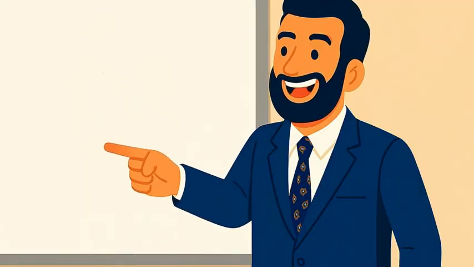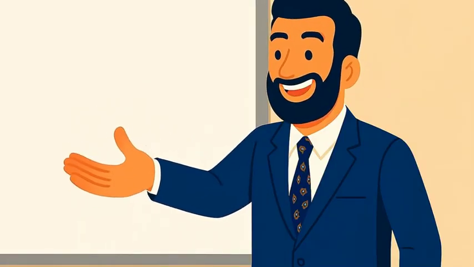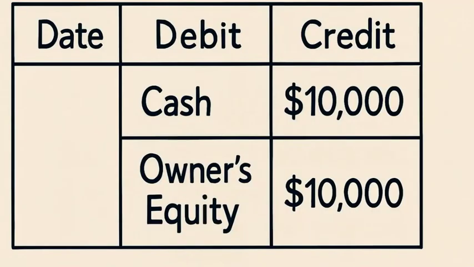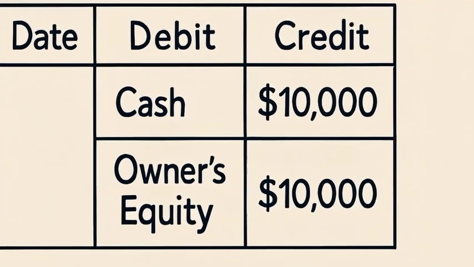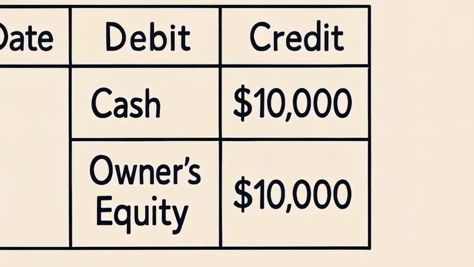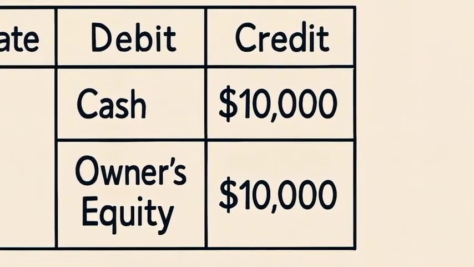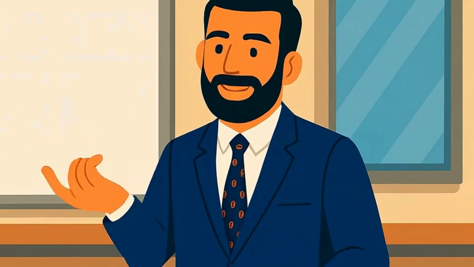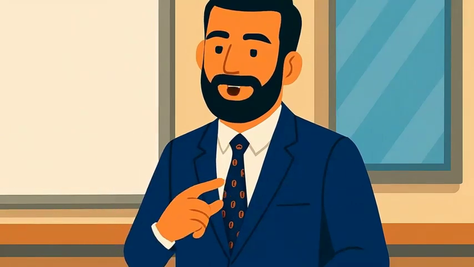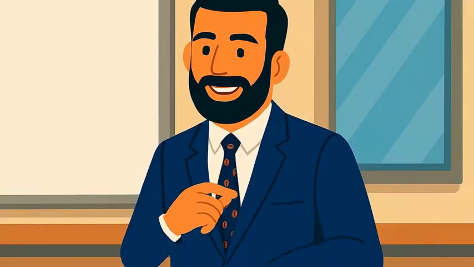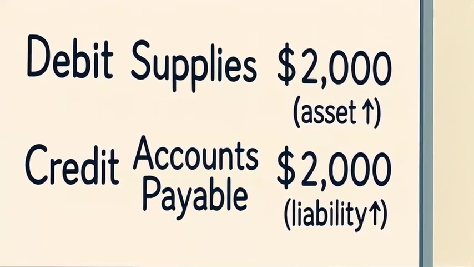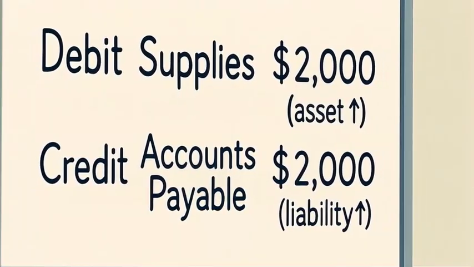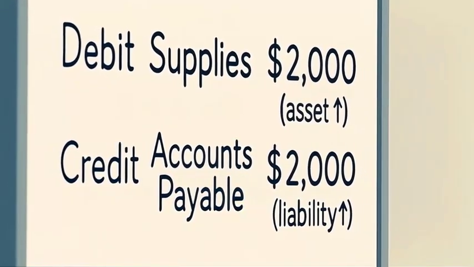Example 1. The owner invests $10,000 cash in the business. Debit cash, $10,000. Asset increases. Credit owner's equity, $10,000. Equity increases. Example 2. The company buys supplies worth $2,000 on credit. Debit supplies, $2,000. Asset increases. Credit accounts payable, $2,000. Liability increases.